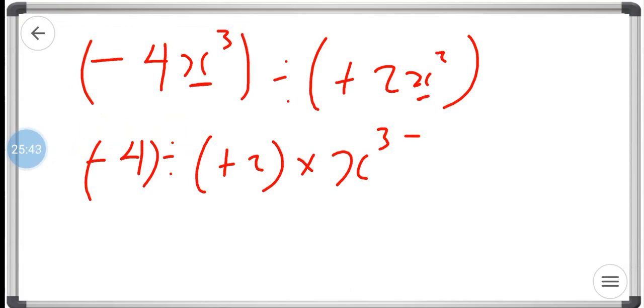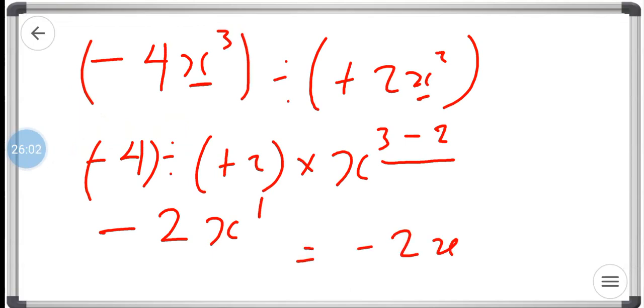Here we have x raised to 2, I'll just write 2 here. So from here, the result will be negative, they are unlike. 4 divided by 2 is 2. Now x raised to 3 minus 2 is x raised to 1. So this equals minus 2x, and that's the final answer to that question.